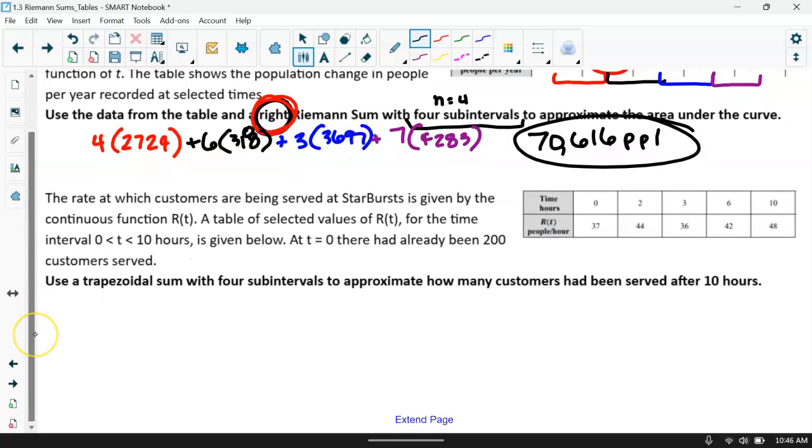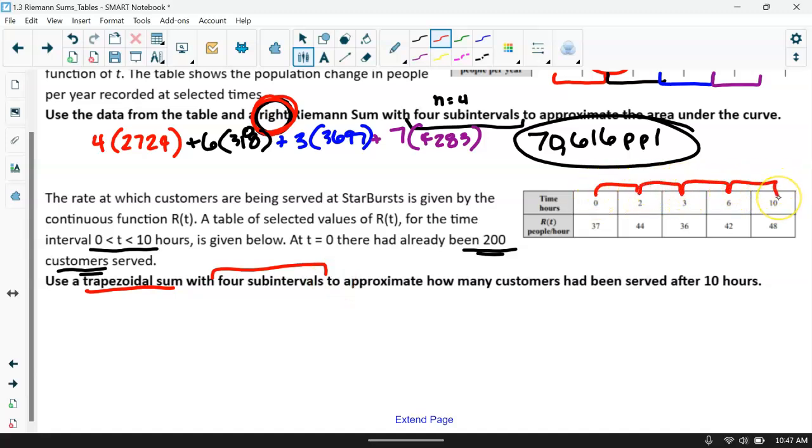So let's do the next one. Here, we're focusing on the customers being served at Starburst given this continuous function from 0 to 10. Now keep in mind that where t was at 0, they had already served 200 customers. So even though we've got this table here, they already had served 200. We're going to use a trapezoidal sum for 4 sub-intervals. So again, 1, 2, 3, and 4. To approximate how many customers had been served after 10 hours.